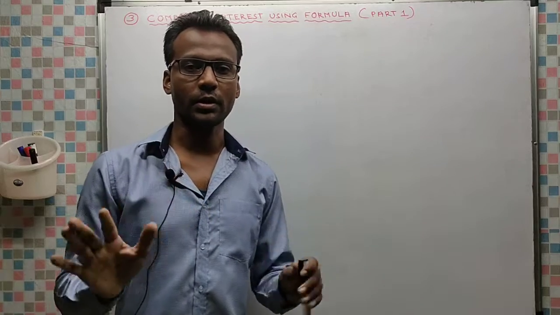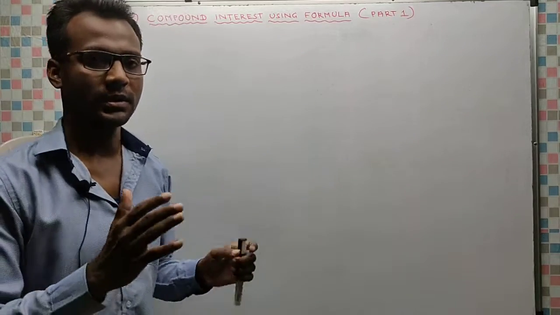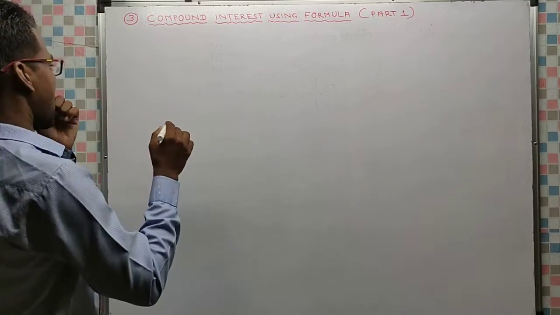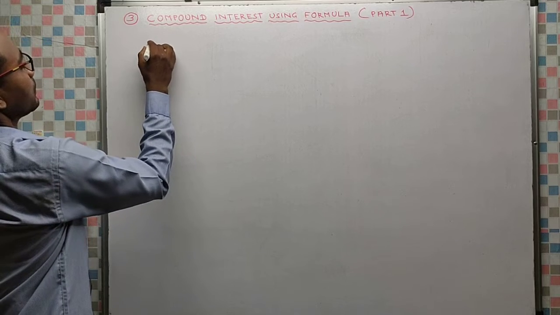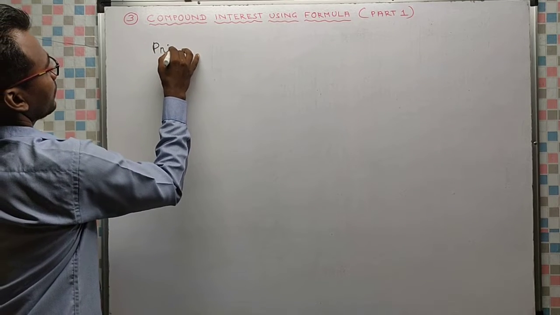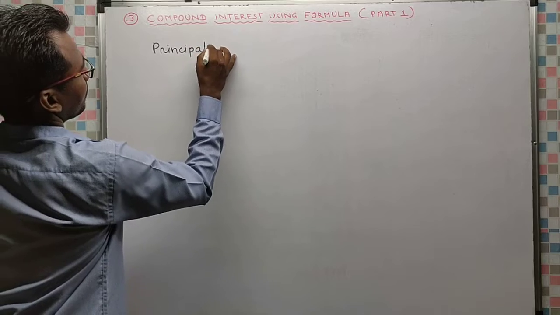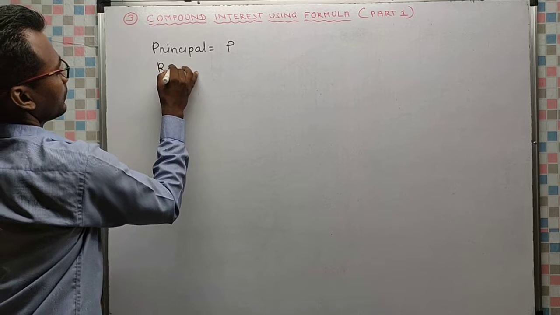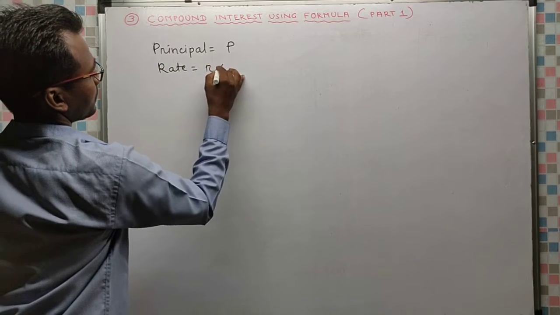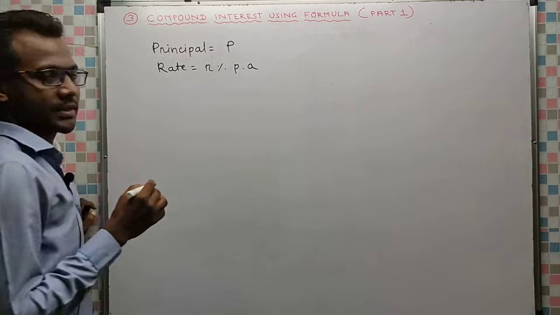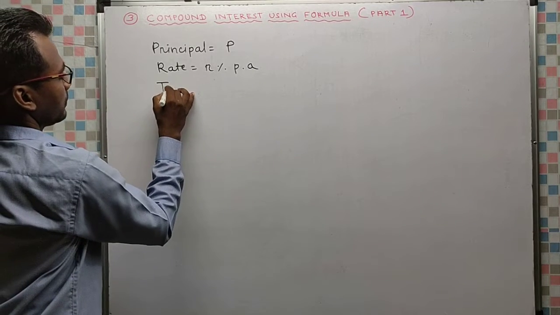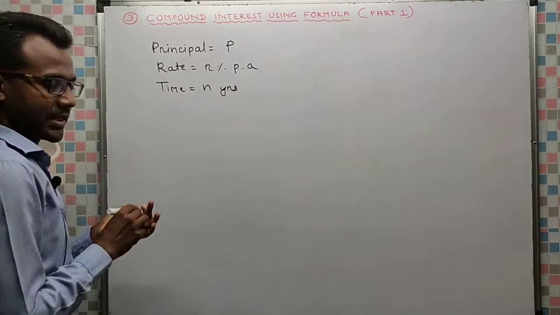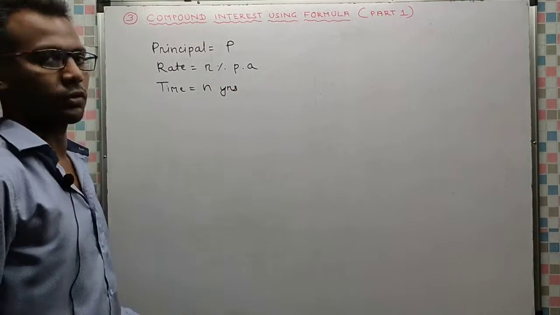Already you know the concept of compound interest, so I don't need to explain the concepts. I just need to derive the formula. Suppose principal is P, rate is R% per annum, time is n years. So let us go for the formula.